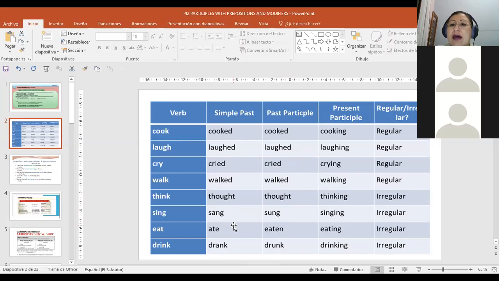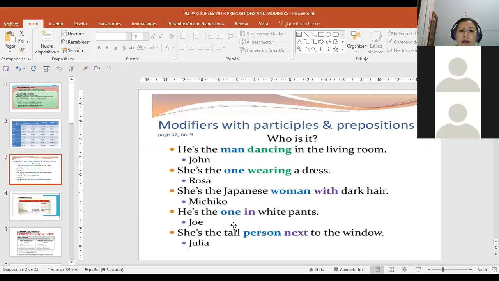And then we have the present participle. The present participle is the one that finishes with ing. To form the ing we have different rules, but basically today we are going to study these two participles, the ones that end in past and the ones that are in present. In that class, I showed you some examples.